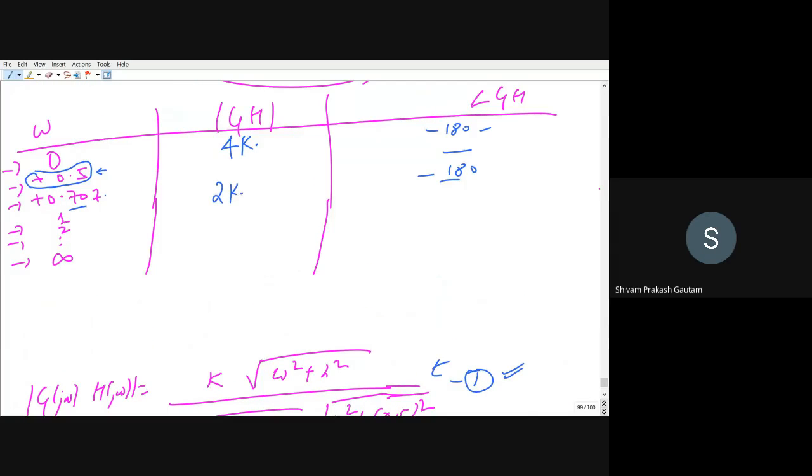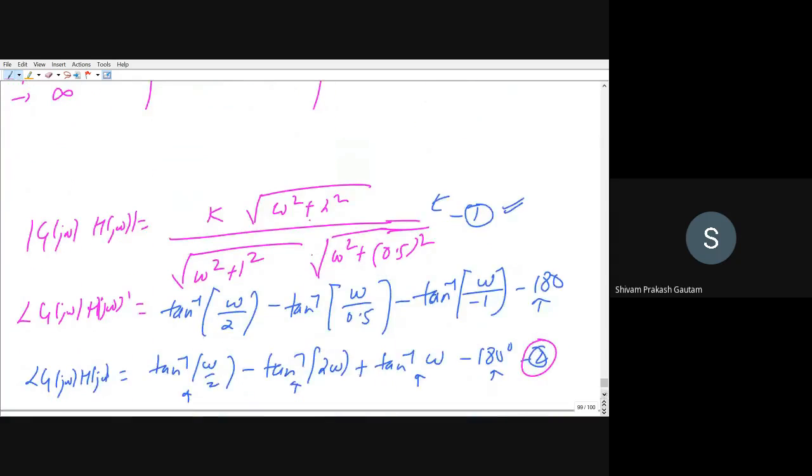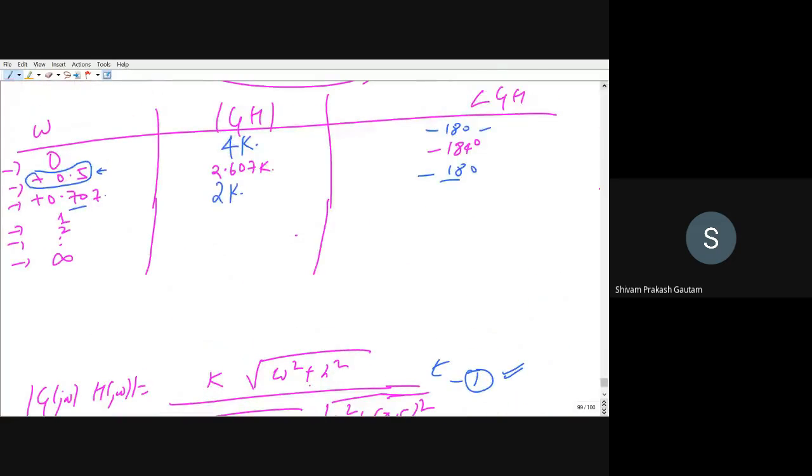At 0.707 the magnitude is 2K, and at 0.5 your phase is minus 184. This is very important. The phase is minus 184, and your magnitude is 2.607K. This you have to calculate by putting in the different values, right? You could have also chosen some other value, like 0.4 or 0.2, any value between 0 and 0.7, so that you can get an idea whether your plot will move upward or downward.